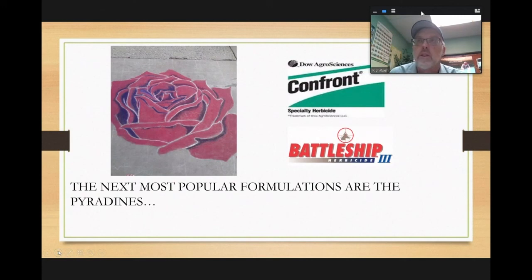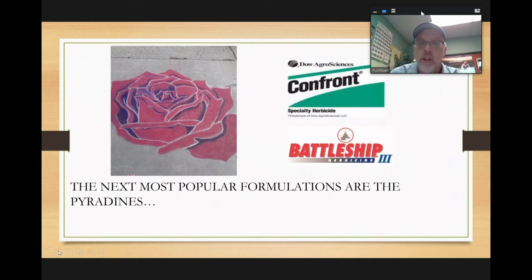Confront is the standard in that. It is clopyralid and triclopyr. There's a whole lot of ways. Battleship is one of them, to buy fluroxypyr and triclopyr together along with a phenoxy. So what they're doing is mixing and matching, keeping ahead of the weed resistance as best they can, making them economical. The other thing about the phenoxies and the pyridines is their application rates tend to be in increments that are higher. Okay, we're putting a lot more active ingredient out in the environment.